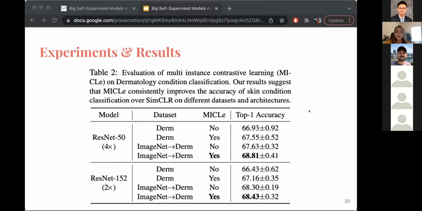So here we can see the evaluation of the multi-instance contrastive learning that they propose, on the dermatology condition classification. They didn't evaluate the model on the other data set, the X-ray images, because they mentioned that they don't have multiple images for each patient, so the evaluation would not be correct. So they're only using this framework on the dermatology data set. And here we can see that when we use the framework, the accuracy improves.